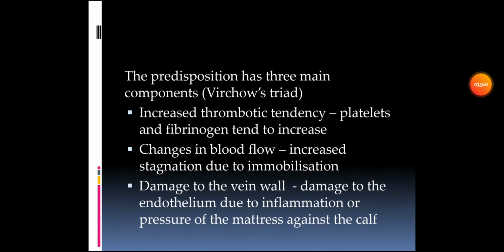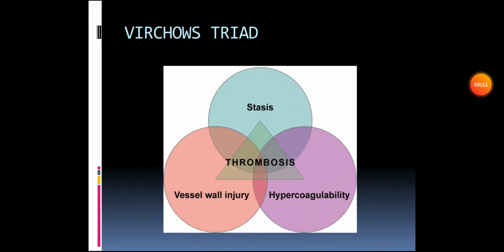The predisposition to deep vein thrombosis has three main components, which are also referred to as Virchow's triad. The first is increased thrombotic tendency, which is basically increased platelets and fibrinogen. Changes in blood flow, with increased stagnation due to immobilization. The third is damage to the vein wall, damage to the endothelium due to inflammation or pressure of the mattress against the calf. This is a diagram to show Virchow's triad: stasis, vessel wall injury, and hypercoagulability.